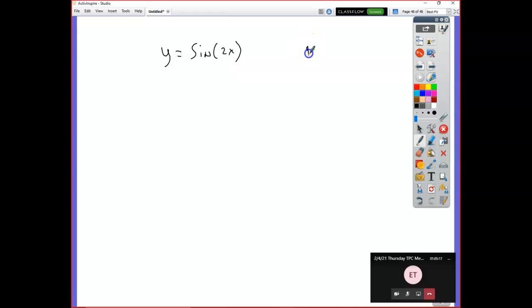Now, first of all, let's talk about y. When I do y equals sine x, let's make an xy chart. If I put in a 0, I should get a 0, correct? When I put in a pi over 2, what I would get is a 1. Agreed? When I put in a pi, what would I get? 0. 3 pi over 2? Negative 1. And then 2 pi. 0. Okay, so far so good.